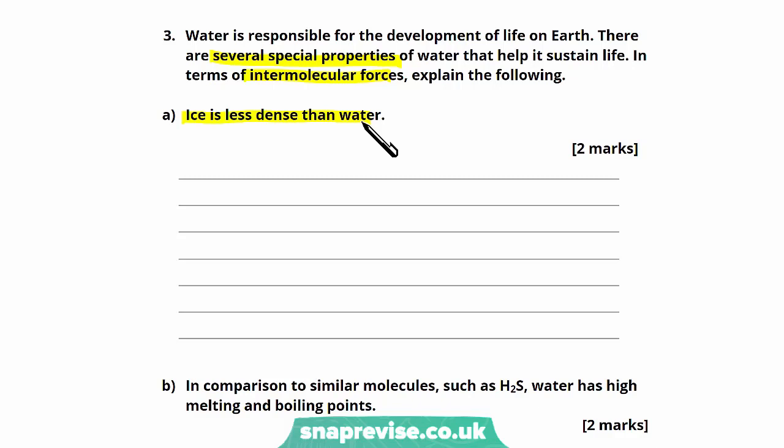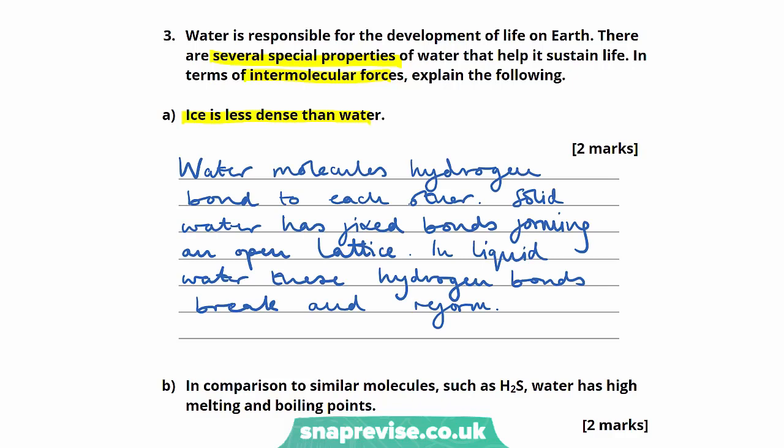So I can summarise that in our ideal answer. I've explained that water molecules hydrogen bond to each other. Solid water has fixed bonds forming an open lattice. However, in liquid water, these hydrogen bonds break and reform. The first mark is awarded for explaining that in solid water we form this open lattice of hydrogen bonds, and the second for explaining that in liquid water the hydrogen bonds break and reform.